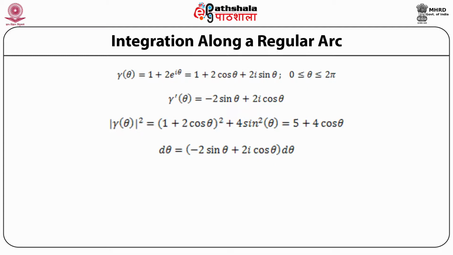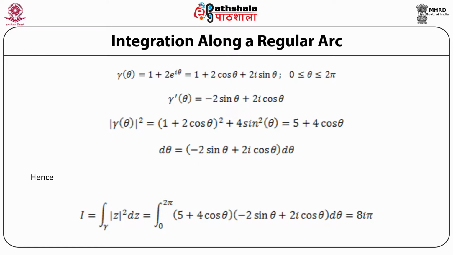Gamma dash as a function of theta equals minus 2 sin theta plus 2 iota cos theta, and mod of gamma as a function of theta squared equals (1 plus 2 cos theta) whole squared plus 4 sin squared theta, which equals 5 plus 4 cos theta. So dz equals (minus 2 sin theta plus 2 iota cos theta) whole into d theta.